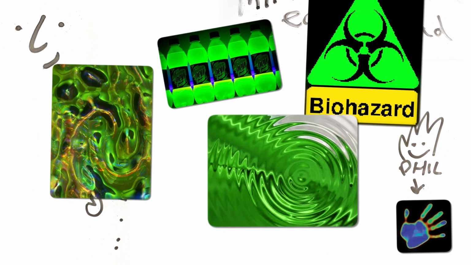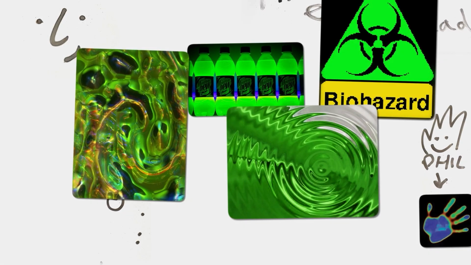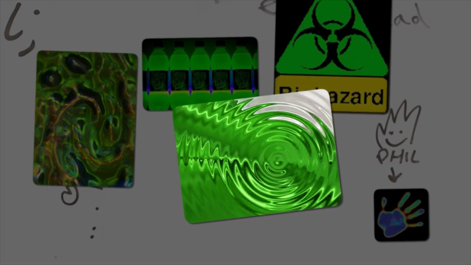So I sat down and put together this mood board. I knew how to recreate these green toxic colours, but how will we remake this rippling distortion? Well, without further ado, let's make this toxic ripple effect in Blender.